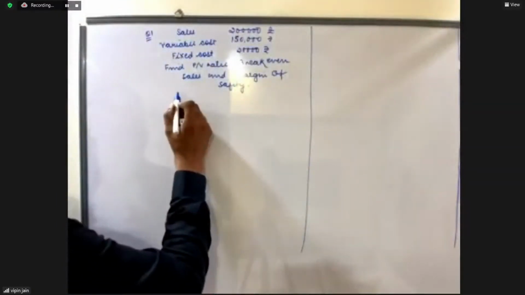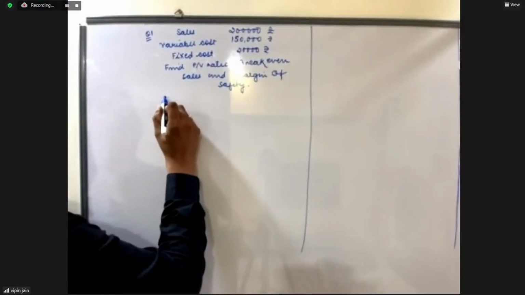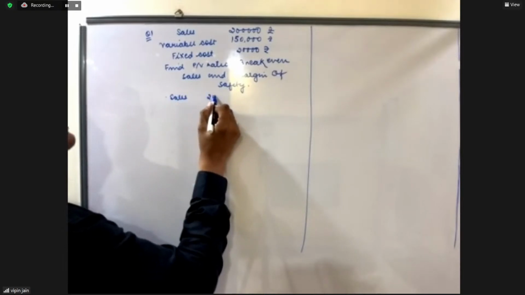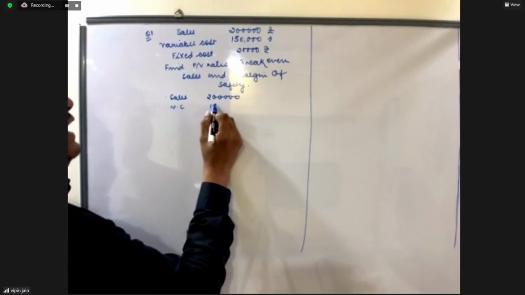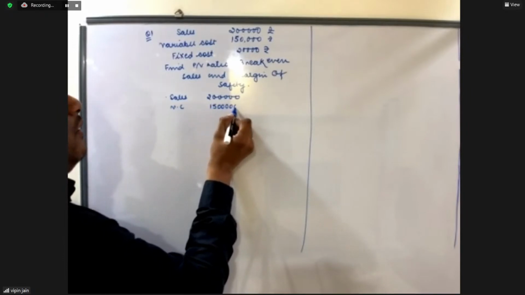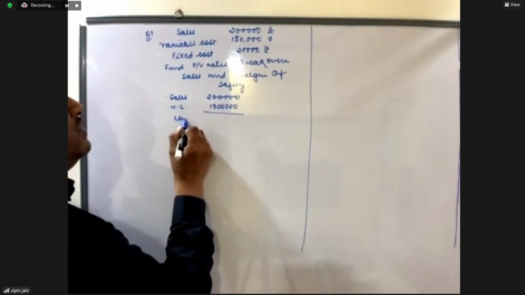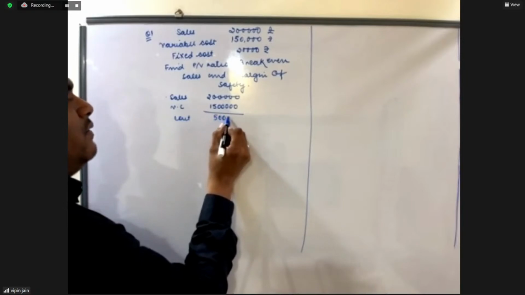So herein, when talking about the solution, my sales is 2 lakh. My variable cost is 1,50,000. My contribution will be 50,000.